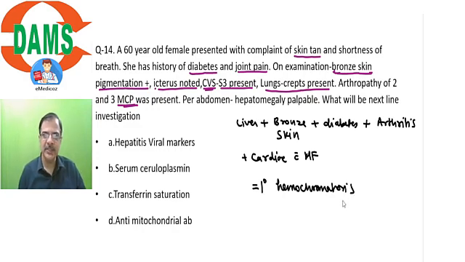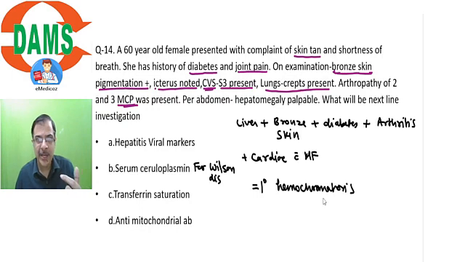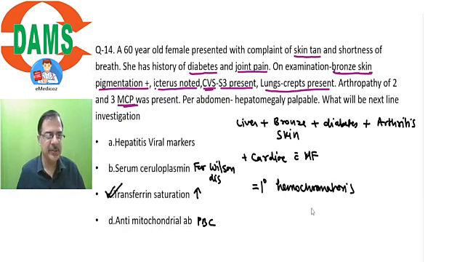Primary hemochromatosis. Yes, correct. So what will be the next line investigation in this case? Hepatitis viral markers: nothing is suggestive of viral hepatitis here. Serum ceruloplasmin is for Wilson disease; no features of Wilson disease are there, like KF ring or neuropsychiatric problems. Transferrin saturation will be elevated in primary hemochromatosis. Anti-mitochondrial antibodies are present in primary biliary cholangitis. So 100% our answer is C.